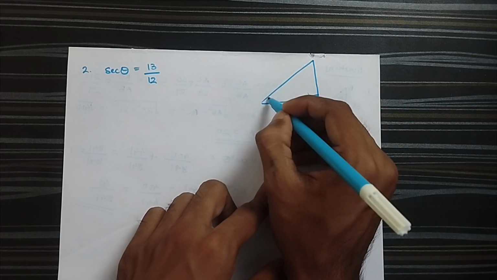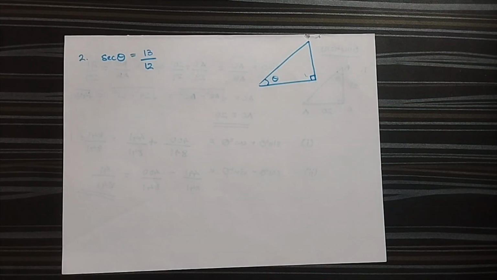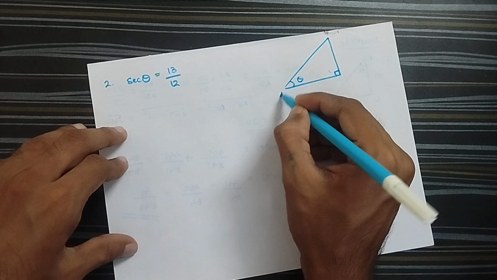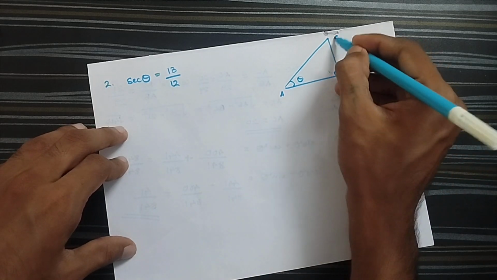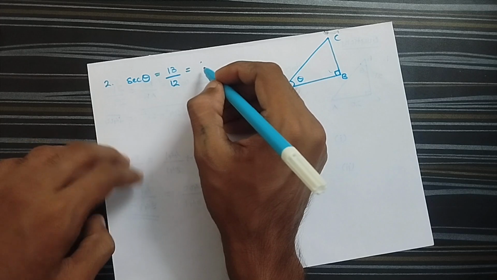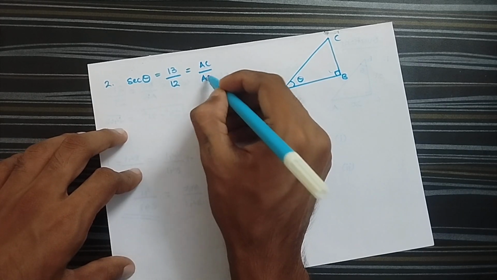This is the right angle, and this is theta. So we know what sec theta is. Sec theta is 13 by 12. What is sec theta? Sec theta means hypotenuse by adjacent side, right? So if we label this A, B, C, AC is the hypotenuse. So this would be hypotenuse AC by adjacent side AB.